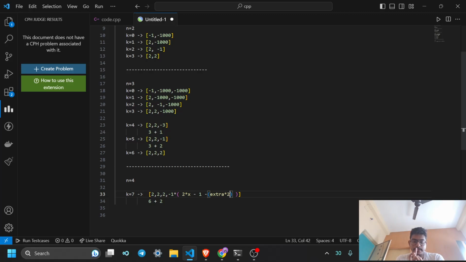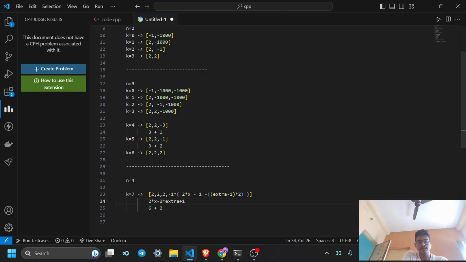Sorry, that will be extra minus 1 multiplied by 2. Is this understandable? So ultimately what it is giving, if I rewrite, is 2x minus 1 minus of 2 extra plus 2. Okay, so that will be 2 multiplied by x minus 2 multiplied by extra plus 1. Is this right?